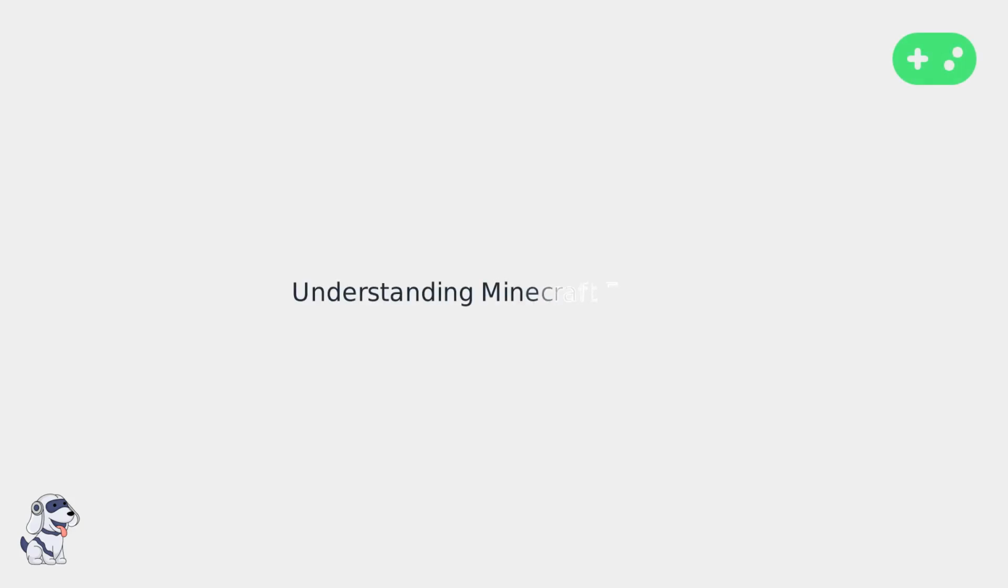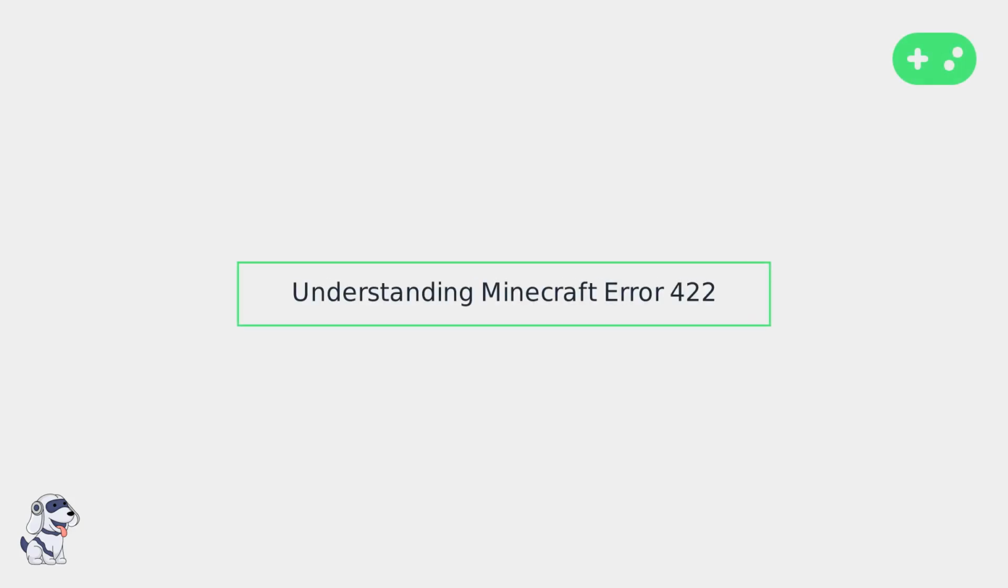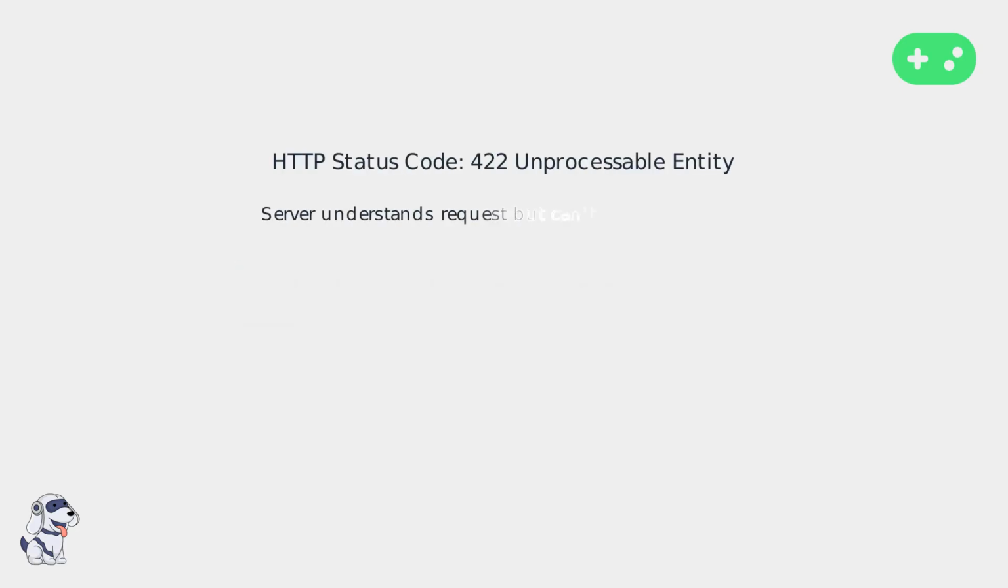Error 422 in Minecraft, also known as unprocessable entity, is an HTTP status code indicating that the server understands your request but can't process it due to semantic errors in the data you've provided. This typically happens during login attempts, when joining servers, or during cross-platform play.